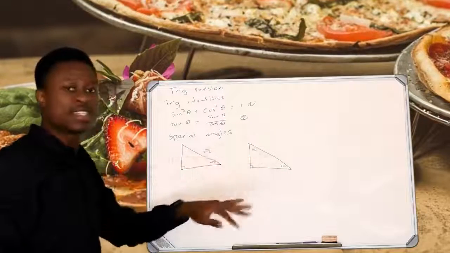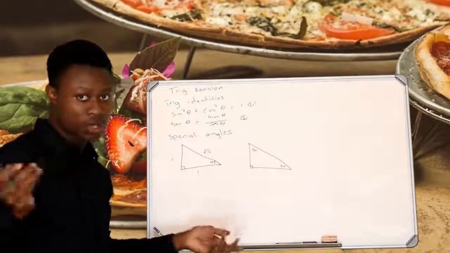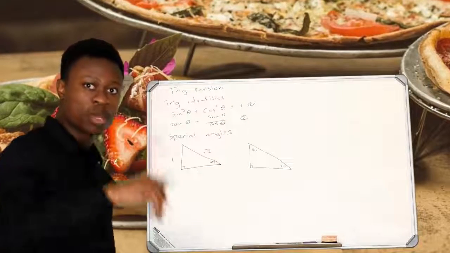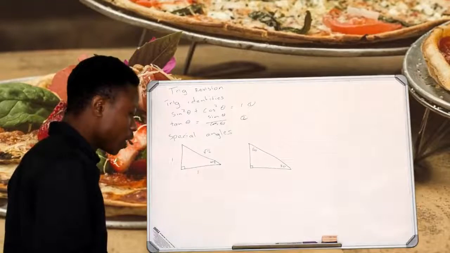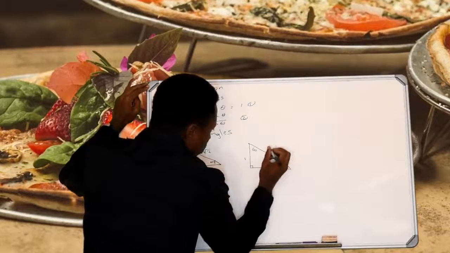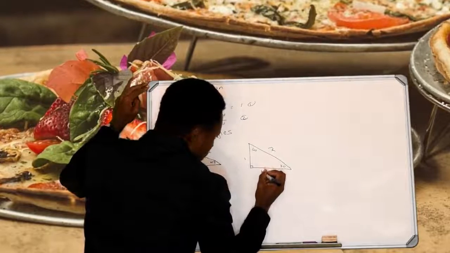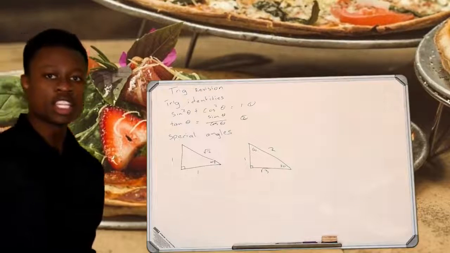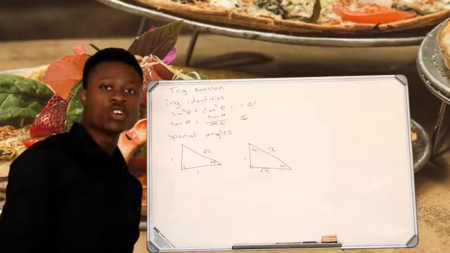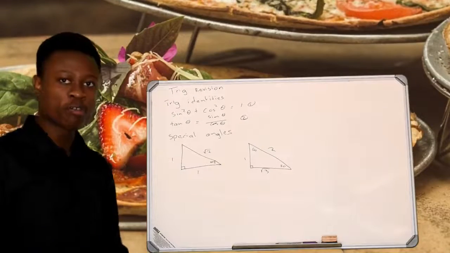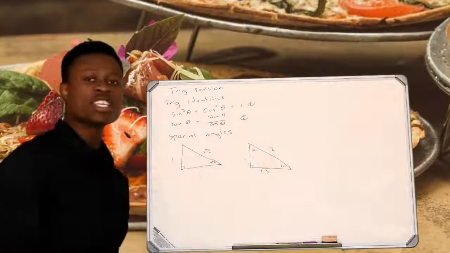So 30 plus 60 is 90, plus 90 is 180, which is the total of a triangle. You should know that. You should remember that. So what are the values on the sides? On this side it would be 1, 2, and then root 3. So that's basically what the special angles look like, right? So this is the 30-60 triangle, that's the 45 triangle. So just commit these to memory.